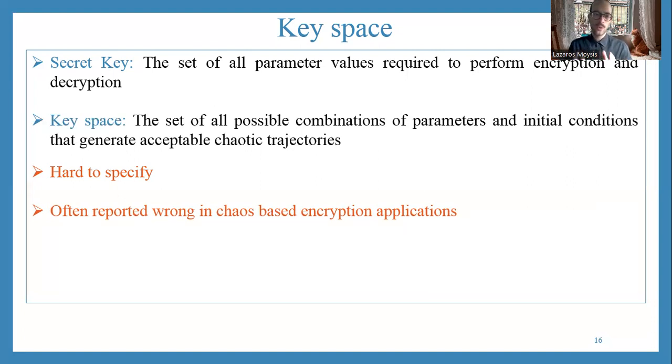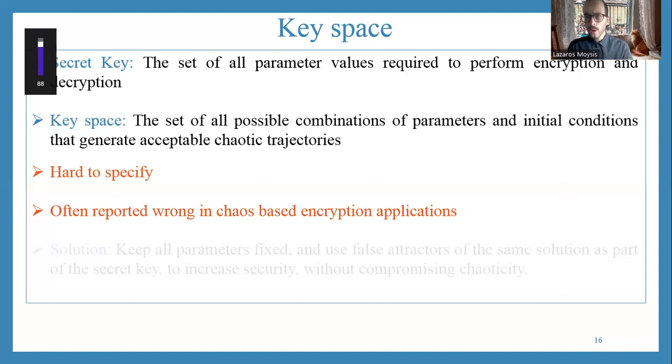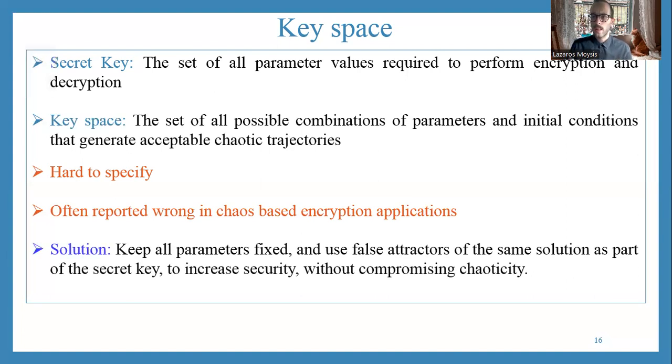Okay, so if we're going to use a chaotic system to perform encryption, how can we have a well-defined key space where all values are acceptable? So we believe that the solution here is to use false attractors. Okay, so one solution is this. We identify a parameter pair and initial conditions that give chaotic behavior.